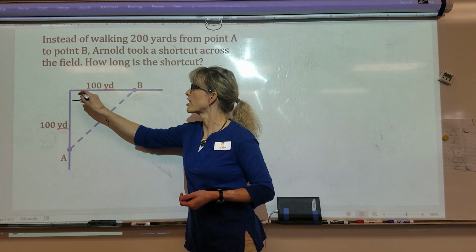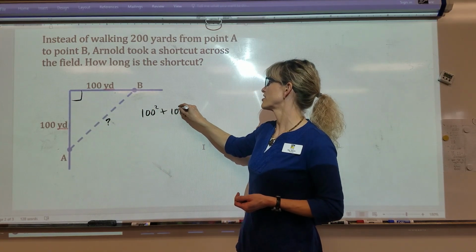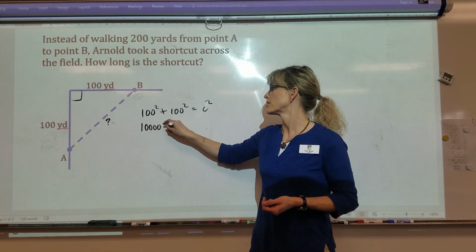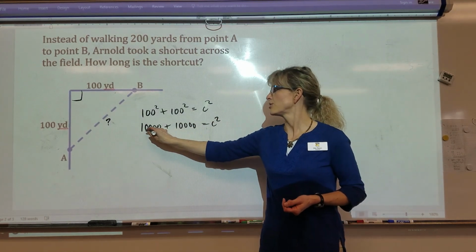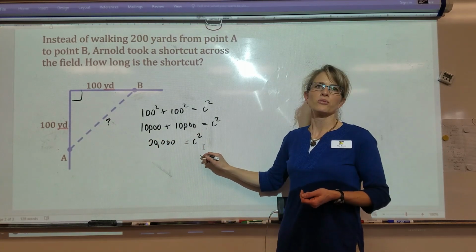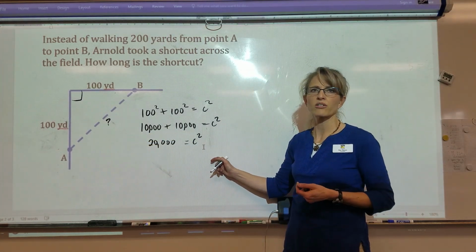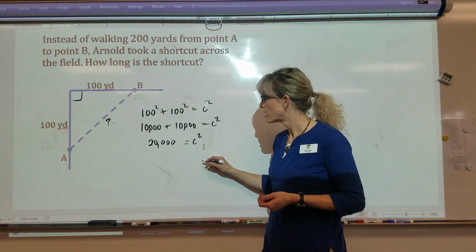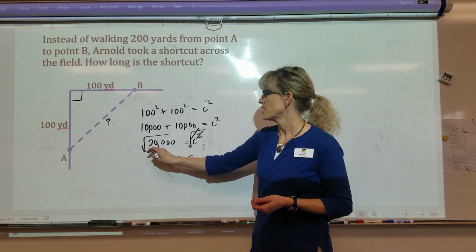So we go, oh yeah, right triangle, leg squared plus leg squared equals hypotenuse squared. Pythagorean theorem. So we square the 100, we get a 1 with 4 zeros, and another 1 with 4 zeros. And we add the two together, we get 20,000 equals c squared. Well, Arnold doesn't want to know what c squared is. He wants to know what c is. How do I get rid of the squared? This is old stuff. Rachel? Take the square root. Cancels. We're left with c equals the square root of 20,000.